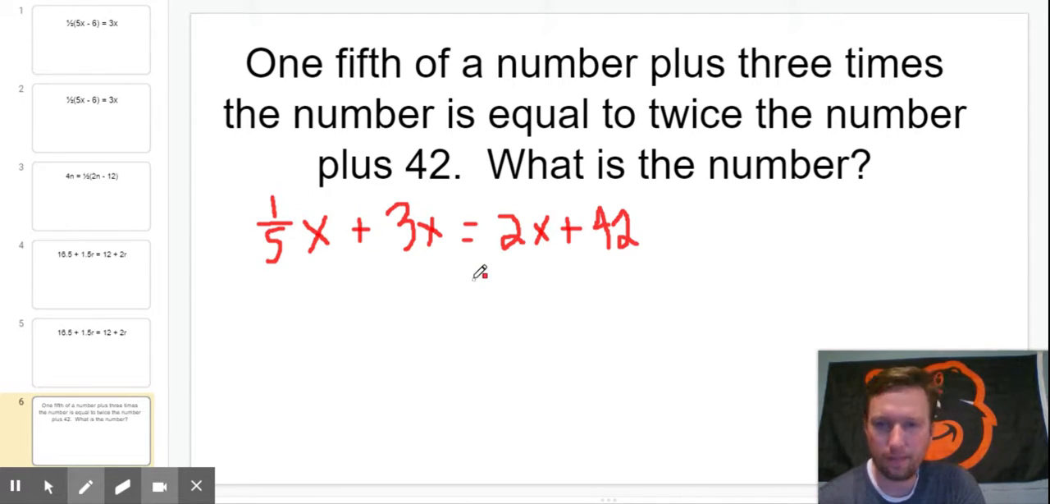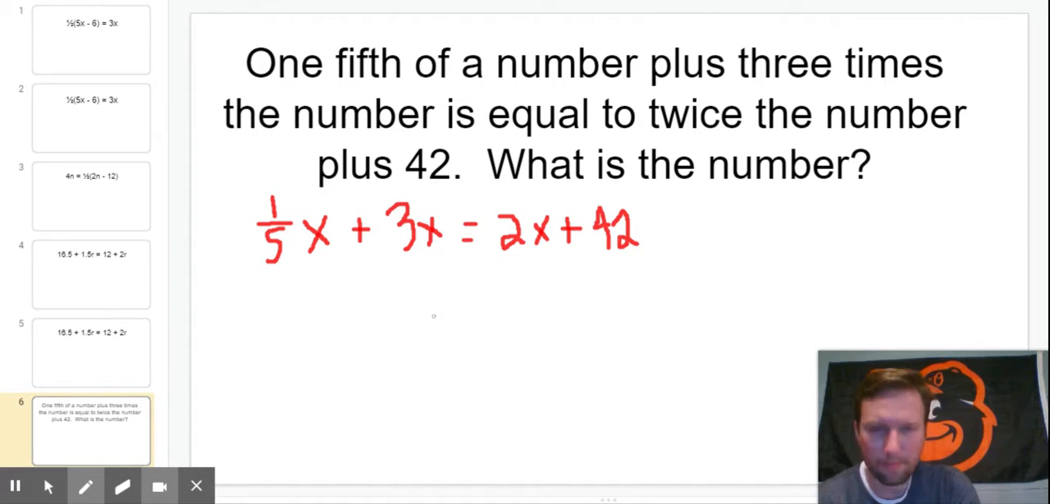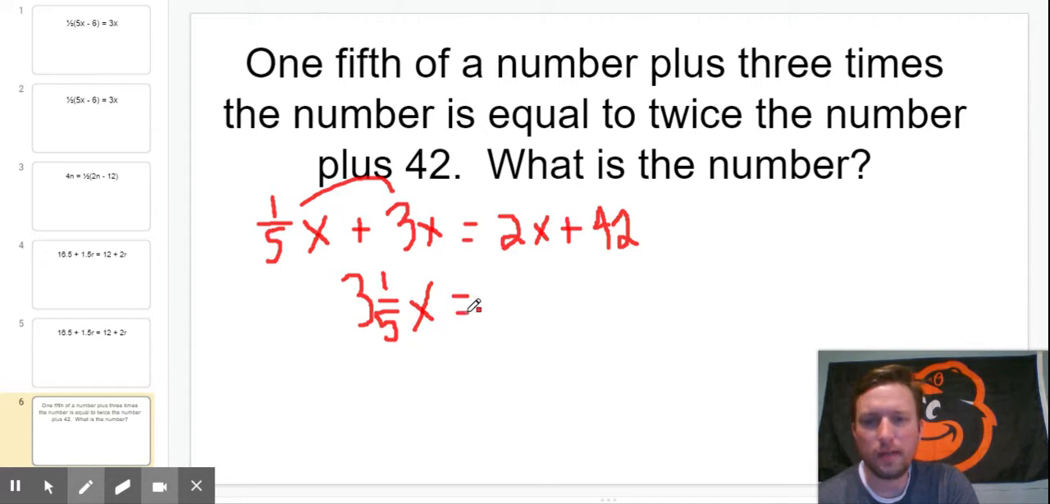Now, what I've done is I have taken my question that's written in word form, and I've now written it as an equation. So again, remembering from where we left off at the end of the week last week, when we have an equation like this, we need to get all of our variables on one side and our constant terms on the other. So if I were looking at this problem, the very first thing I would do is probably combine these terms here. I would combine 3 and 1/5. I'm just going to add them together. So 3 plus 1/5 would be 3 and 1/5 x. Okay? And don't forget, I haven't done anything to the other side. Still equals 2x plus 42.